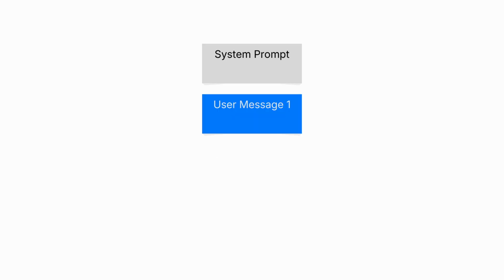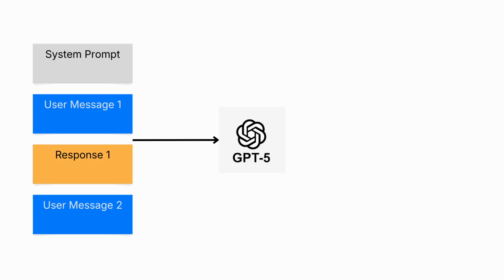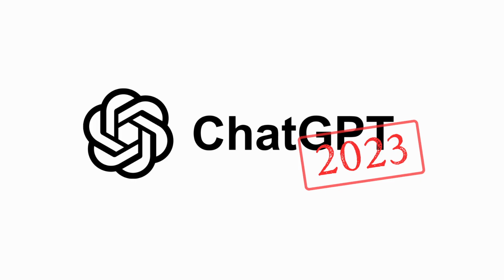The user then has another question. This time, in addition to the system prompt and user message, you're also going to add the model's response and the user's next question, and send that whole thing over to the LLM. And this is just going to repeat. This isn't an agent, it's ChatGPT pre-2023, aka a chatbot.